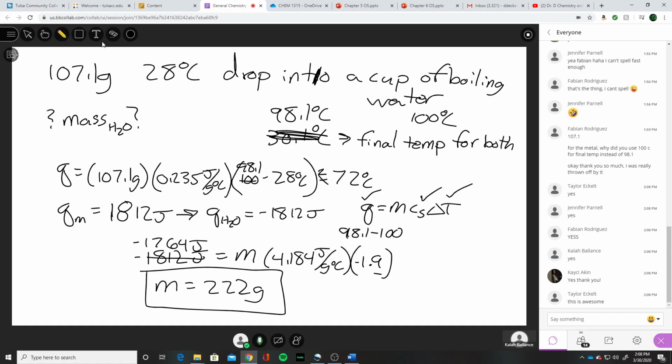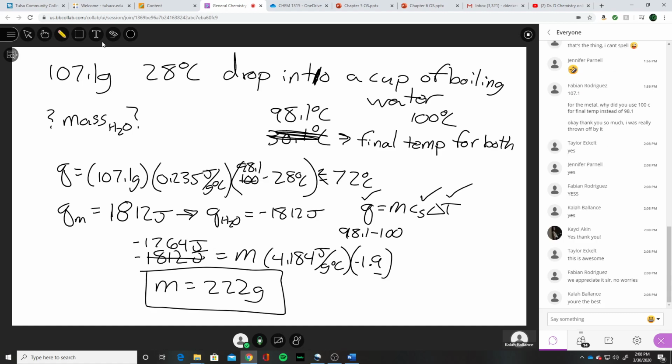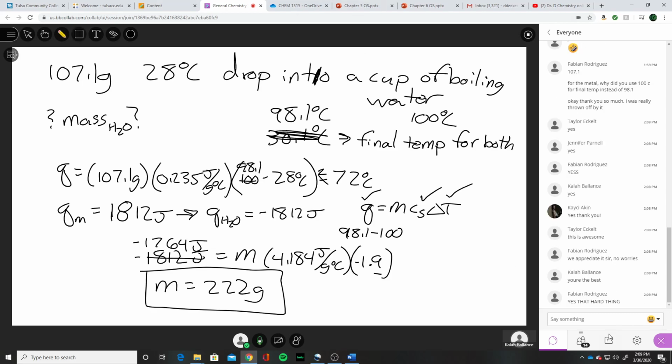So let's go ahead and do one more. I want to do one that is over the last thing that we talked about before we went off for the never-ending break, and that was the standard enthalpies of formation.